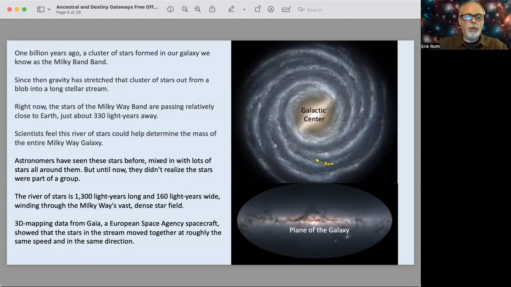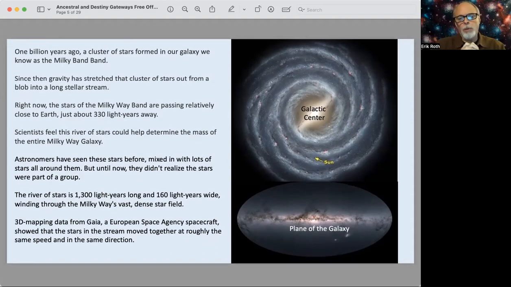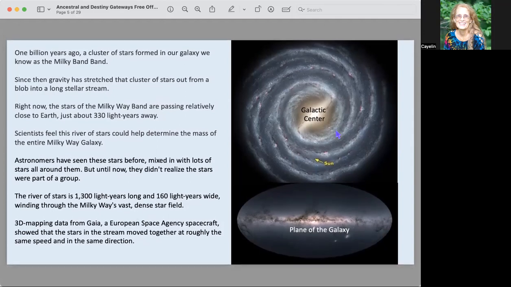Okay, cool. So then, of course, the European Space Agency spacecraft Gaia has done some mapping, and that showed the stars of the stream moving together. So we're all kind of moving in a cluster of stars, a Milky Way band of stars, moving at roughly the same speed and direction. These stars tend to accompany us as Earth and the solar system orbit the center of the galaxy. We're going to see that a little later down the road, about how the orbit works and all of that. But this just gets us set up for now.